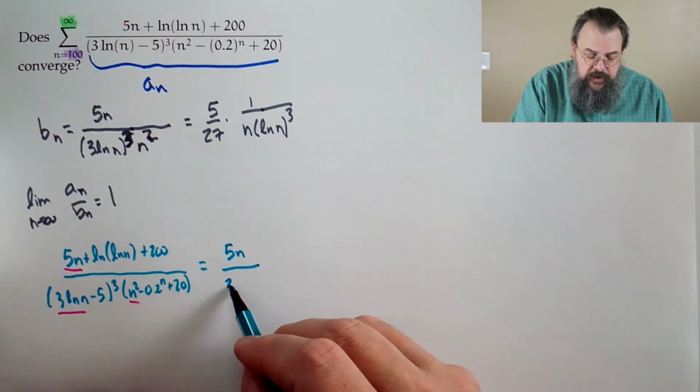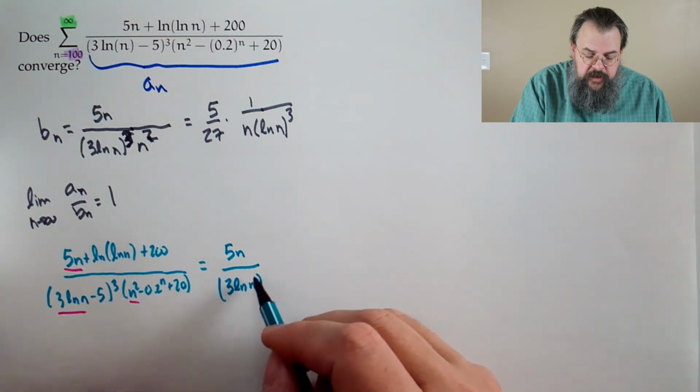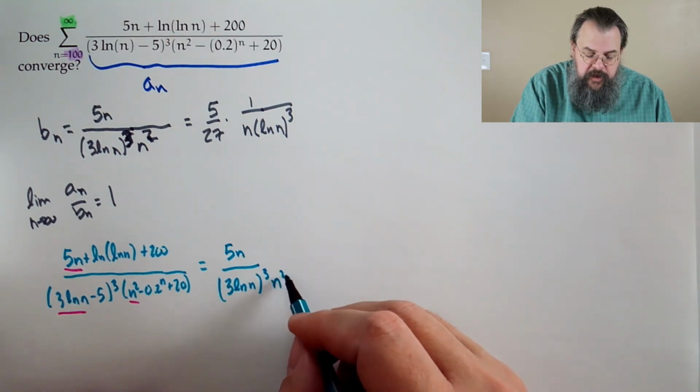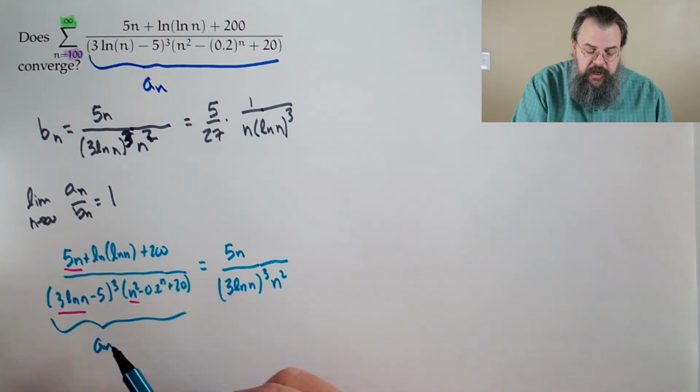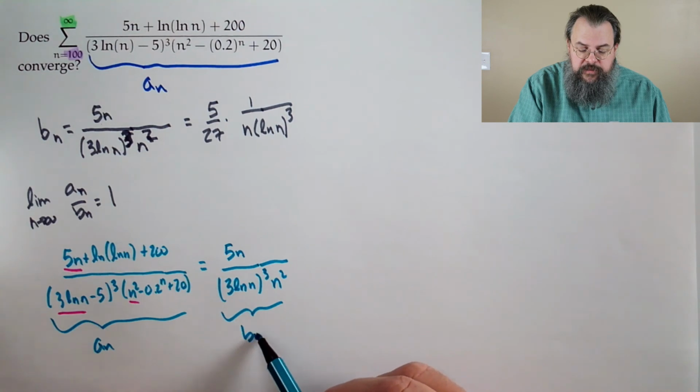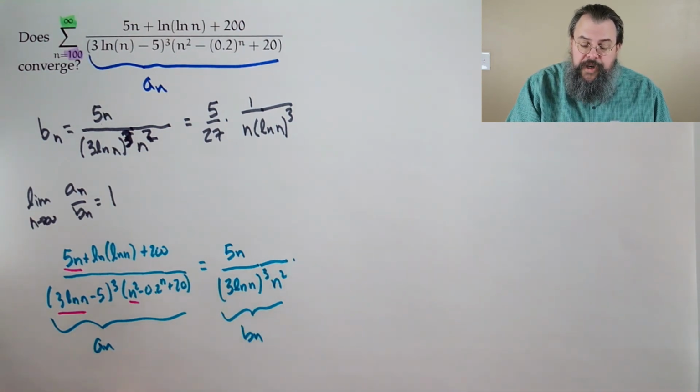Downstairs we'd have 3 log n cubed and n squared. Now this might look familiar, right? This is our a sub n, and this is what we said we're going to choose b sub n to be. What's left?